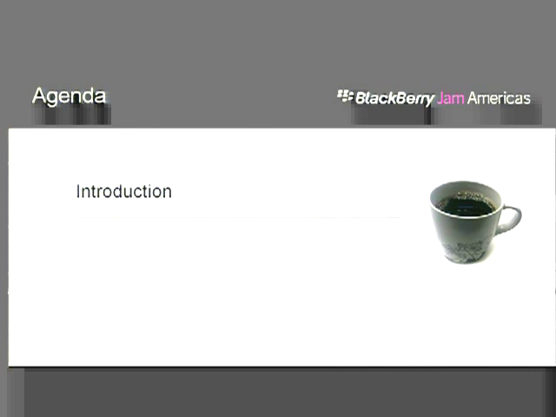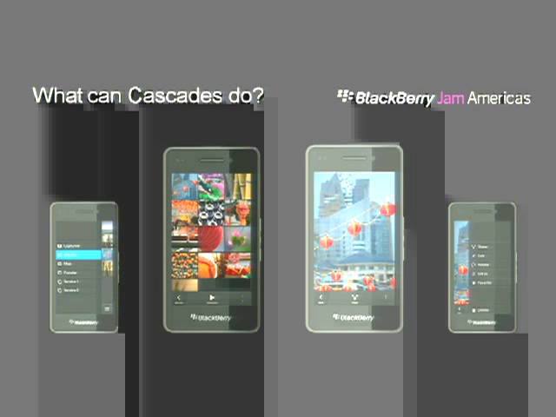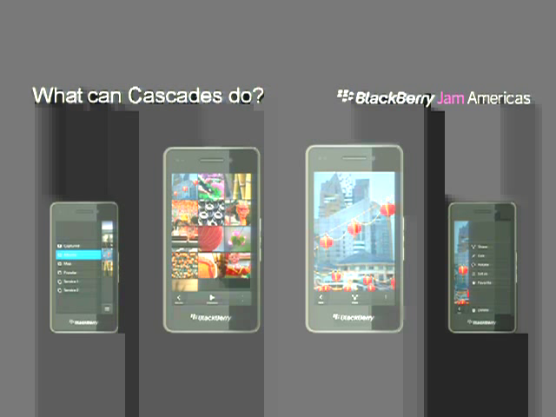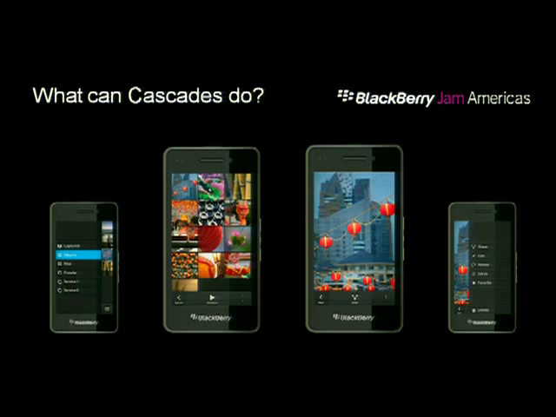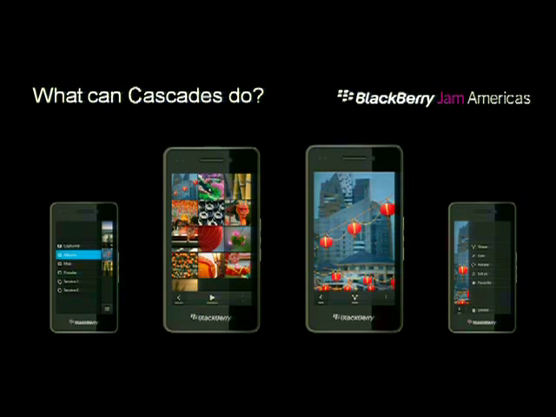And so let's start with the introduction about Cascades. So what can Cascades do? I think you all have seen quite a lot of this. If you were at the keynote today, you saw some demos of Cascades applications. What you get is a lot of prepackaged, beautiful-looking controls that you can use to build UIs. They all contain beautiful-looking animations, and they are easy to use. So that's a good thing.